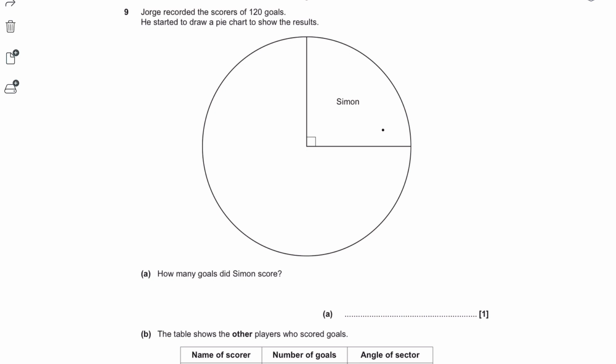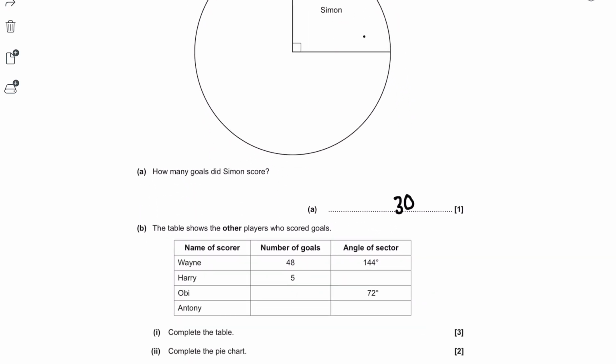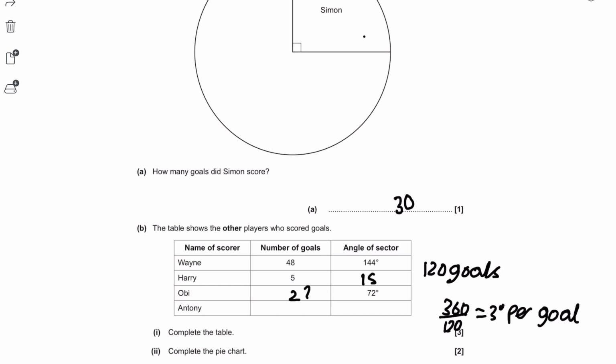Jorge recorded the scores of 120 goals. How many goals did Simon score? That would be 90 degrees, which is a quarter, so 30. Complete the table. So 120 goals. So 3 degrees per goal. So this would be 15, this would be 24, and the leftover would equal 39 degrees. So this would be 13.